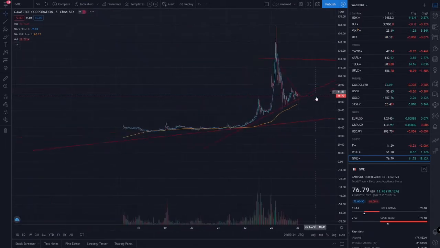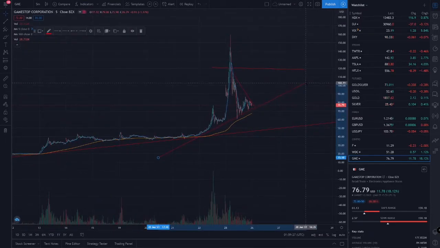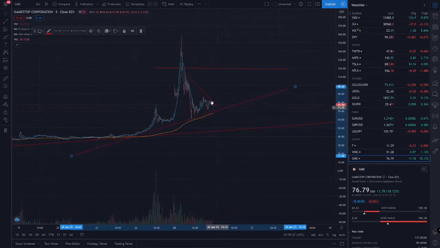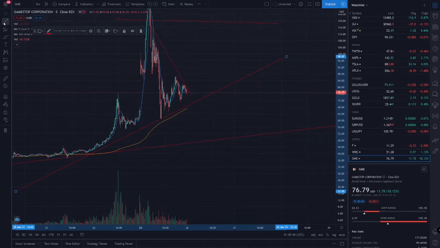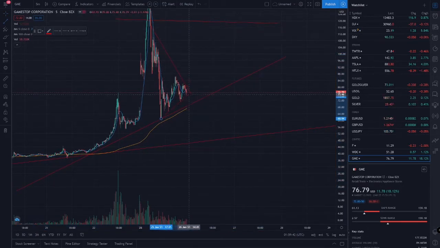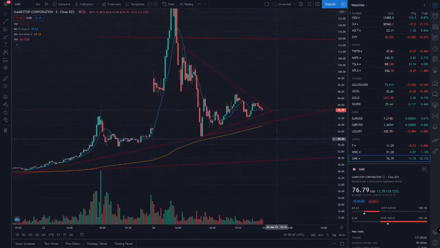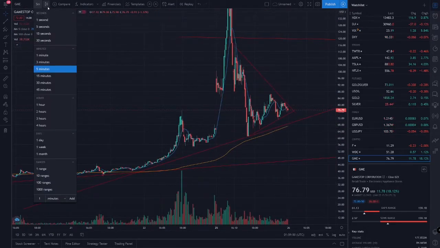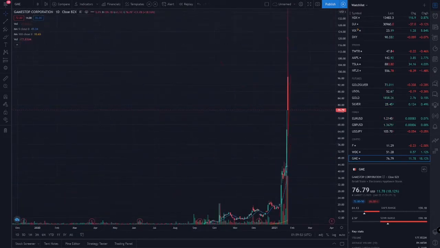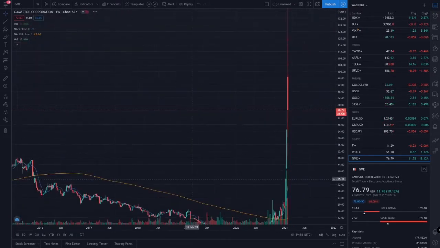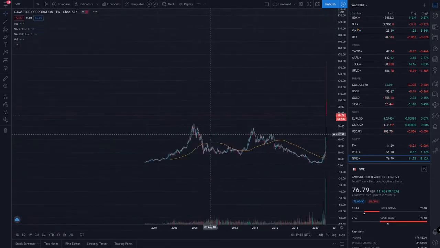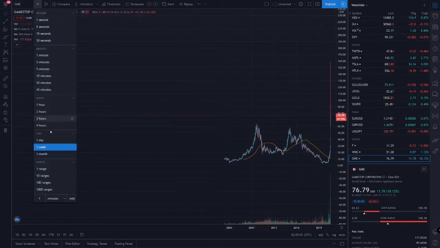That looks something like that, but there's also this line right here that's kind of like a newer trend. So let's see what that pattern does, and then let's take a look at a bigger time frame. Let's go to the daily. Or actually, let's go to the weekly. Let's go monthly.